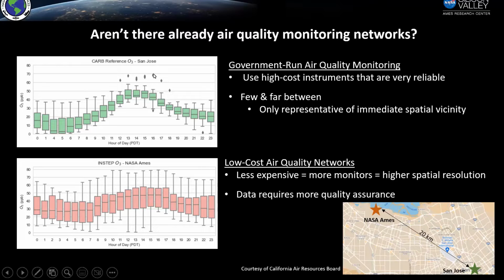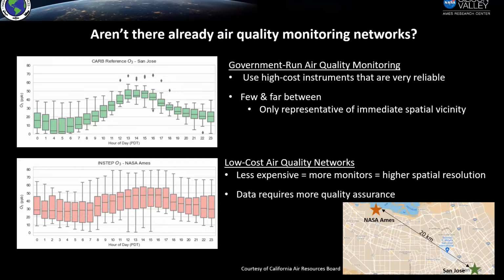So on the top in the green, I have some example data of about a month-long period of data from a monitor run by CARB, or California Air Resources Board. And this is the closest air monitoring board for an ozone instrument, the one that's closest to NASA Ames, which is still about 11-12 miles away from us.